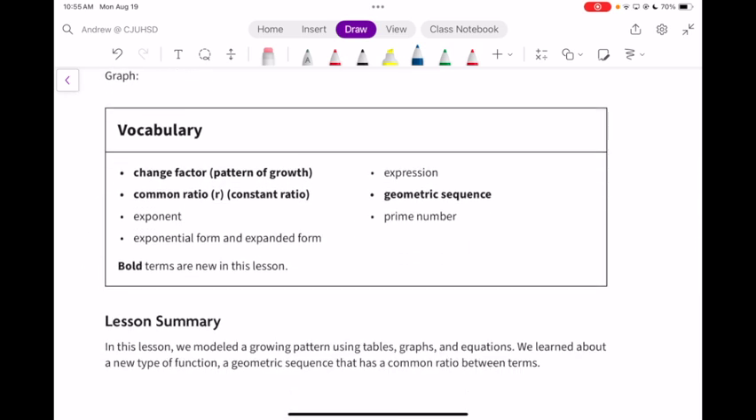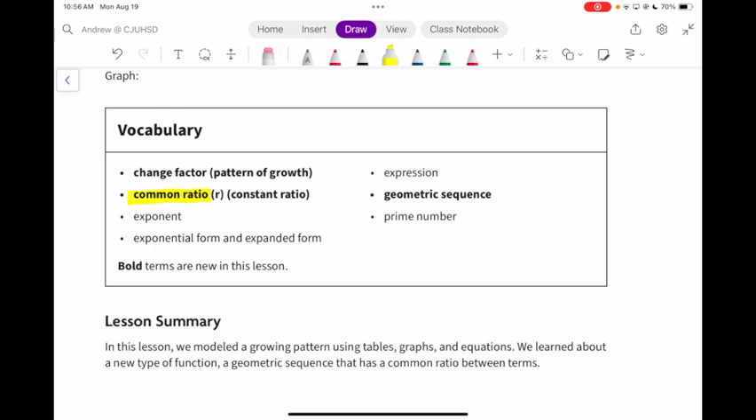And notice under our vocabulary here, that common ratio, that's what we kept multiplying by over and over. In our case, that was the number 2. And the change factor was 2. 2 was the number we kept multiplying by.